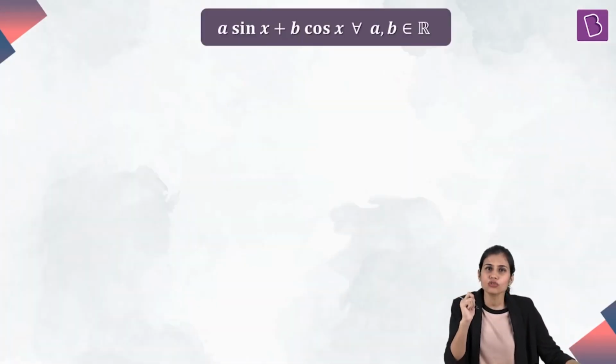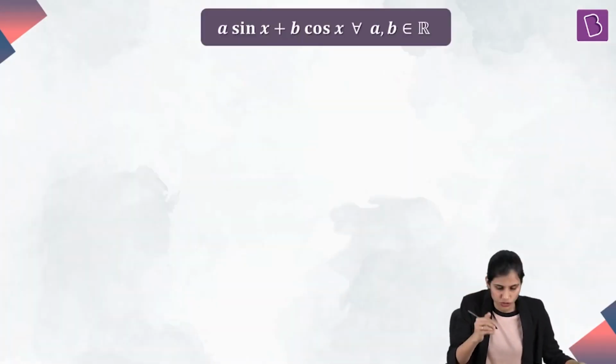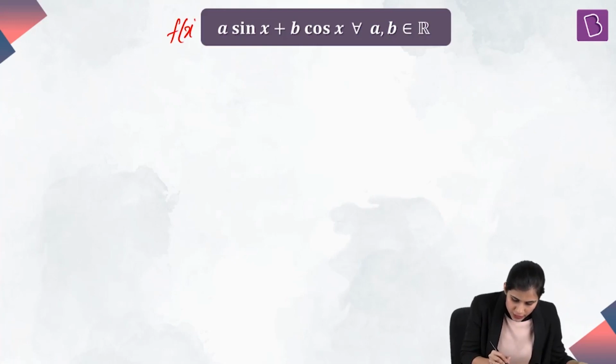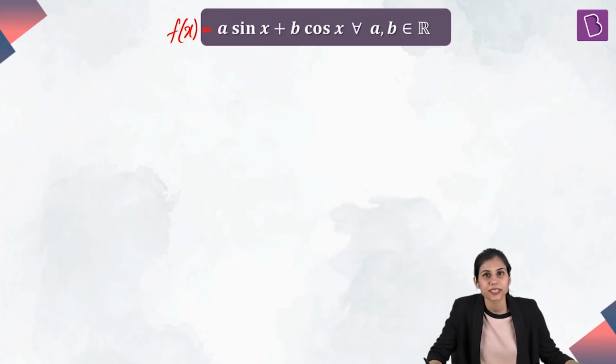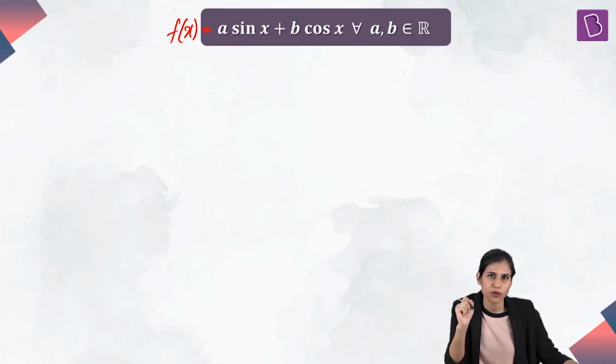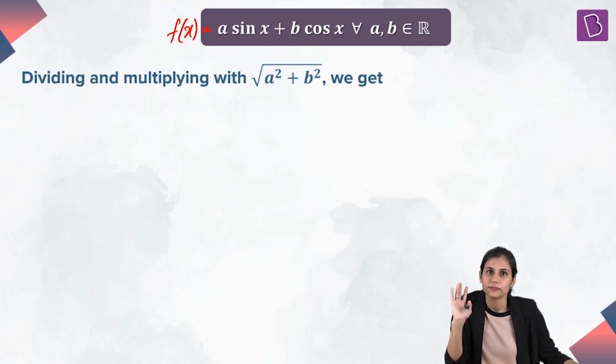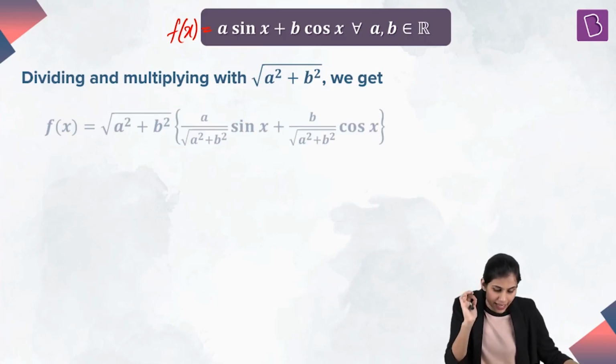So let's see how to get the range of such a function, which for convenience we are calling f of x. The very first step is to consider f of x, which is equal to a sin x plus b cos x. Multiply and divide by under root a square plus b square. You do that deliberately. Why? You'll understand.